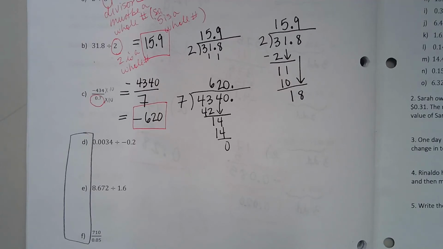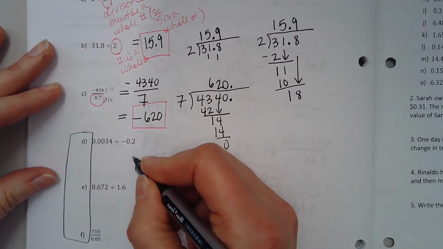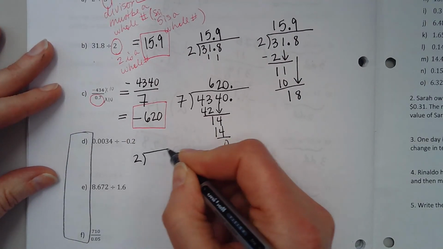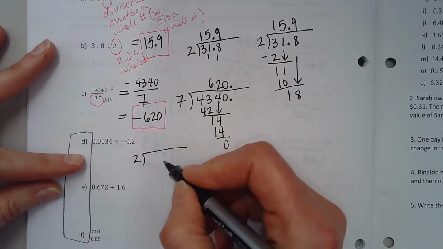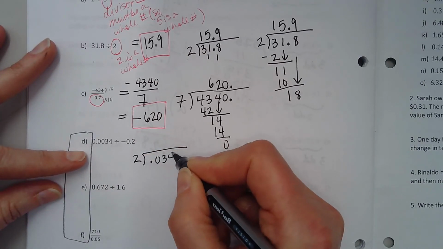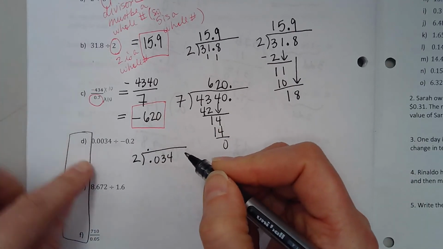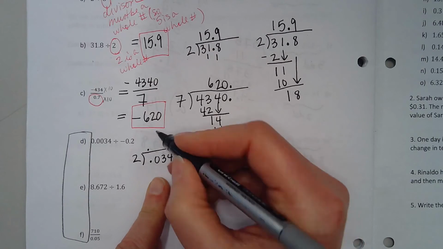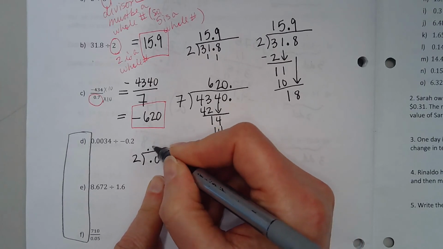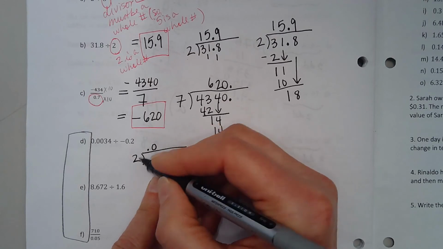Okay, Nasa, did you do D? Yeah, okay. So I'd have to change this to 2, right? 2 divides into 0.034. Yeah? Okay, so I leave the dot where it is. 2 can't divide into 0. I have to move all the way to 3, so I have to put a 0 in here to indicate that I've skipped over it.